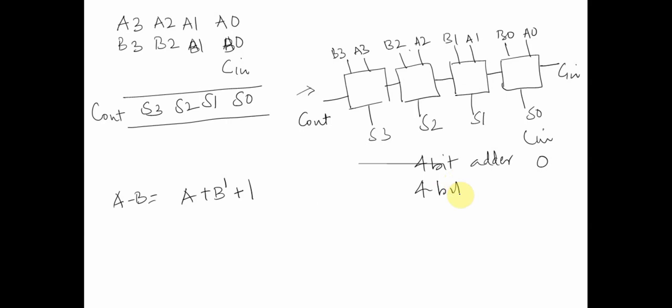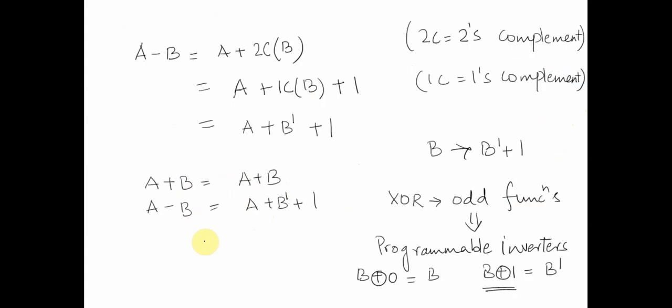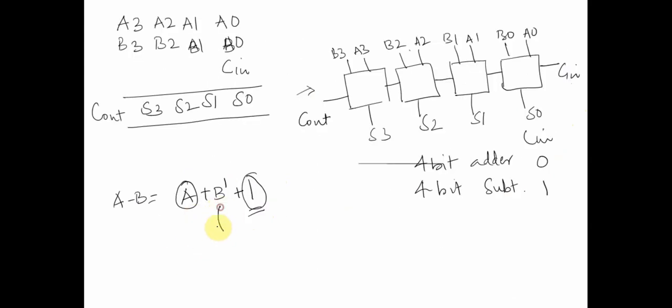Now if I have to make a 4-bit subtractor, what I have to do is add this extra 1. So I can make my C in as 1. If I convert this C in into 1, my problem of adding 1 to the circuit is solved. But how do I convert B into B bar? As we spoke in the previous video, B bar is nothing but B XORed with 1.